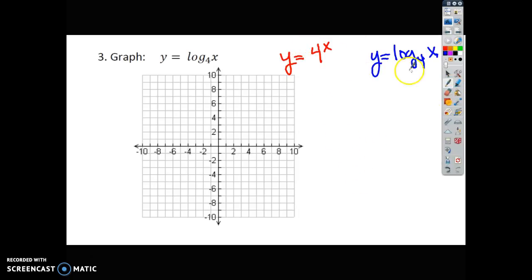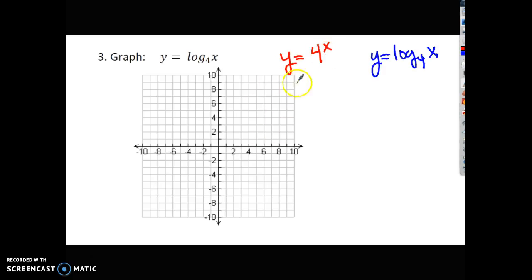So y equals 4 to the x. The way we usually do this by hand is we use these anchor points, 0 and 1. If I plug in a 0, anything to the 0 power is going to be 1. So it's going to be (0, 1) right here. If I plug in a 1, all it's going to give me is the base itself. So this is going to be 4. At 1 is going to be 4.